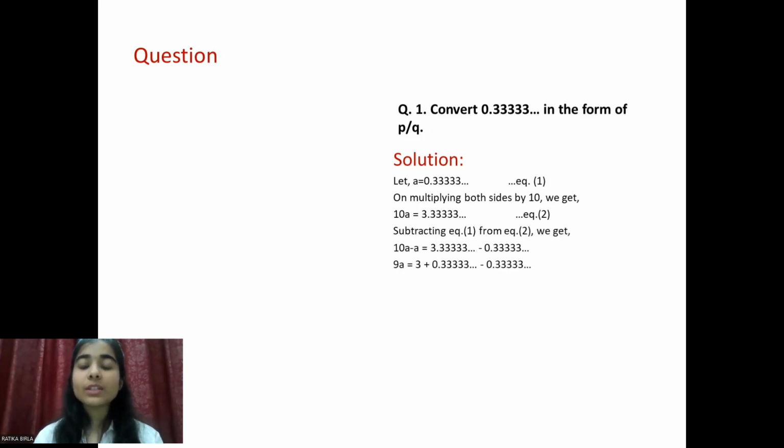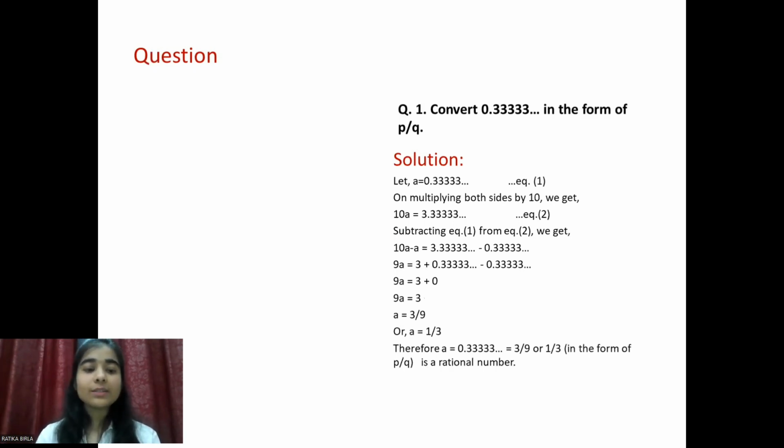If I subtract equation number 1 from equation number 2, I will get 10a minus a is equal to 9a, and 3.33 can be written as 3 plus 0.33 and minus 0.33 as it is. So plus 0.33 and minus 0.33 will be cancelled. And what we are left with, 9a is equal to 3 plus 0. And a is equal to 3 by 9, or a is equal to 1 by 3. This is a typical representation in the form of p by q. So it is also a rational number because 1 by 3 is a rational number. So 0.33 is also a rational number.